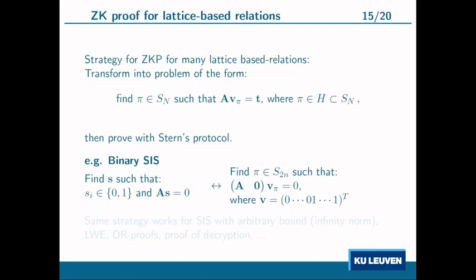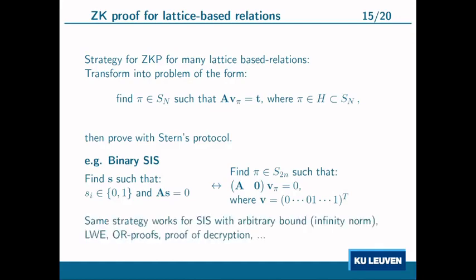And we define a vector V, where the first half is equal to 0, and the second half consists of all ones. And then the problem is to find a permutation of this vector V, such that our extended matrix times the permuted vector is equal to 0. It's easy to see that these two problems are the same, because if you have a solution for the binary SIS problem, then you can transform it into a solution for the PKP problem, and the other way around also.